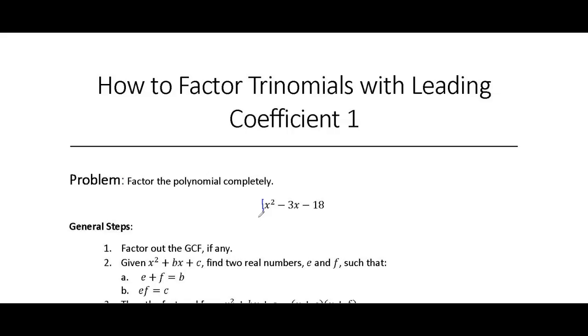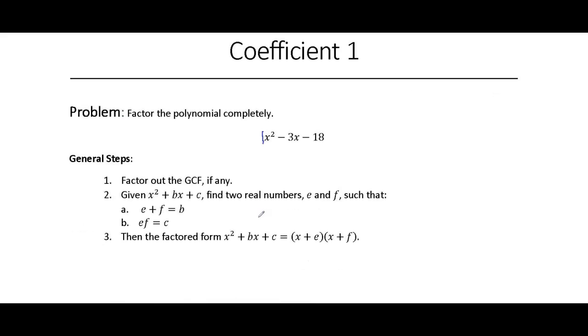Looking at our 3 terms, we don't have any GCF here. So then we'll move on to the second step. Given x squared plus bx plus c, find two real numbers, e and f, such that e plus f equals b, and e times f equals c.